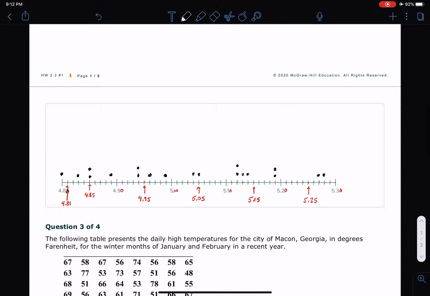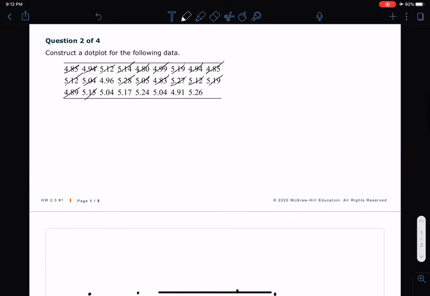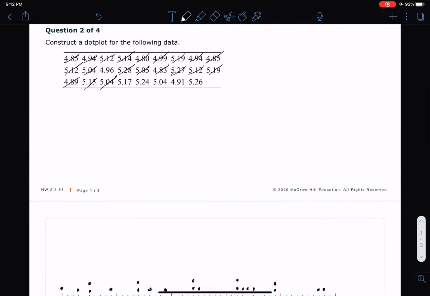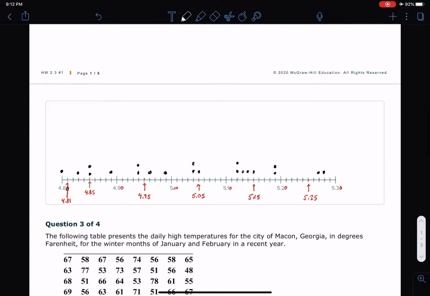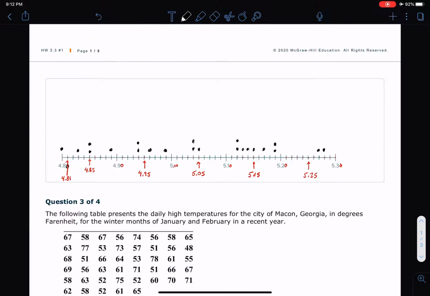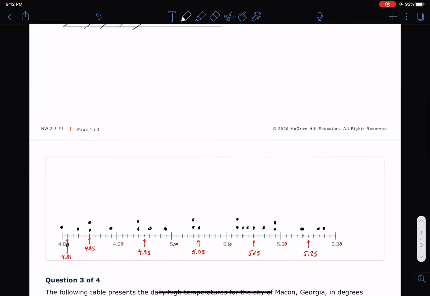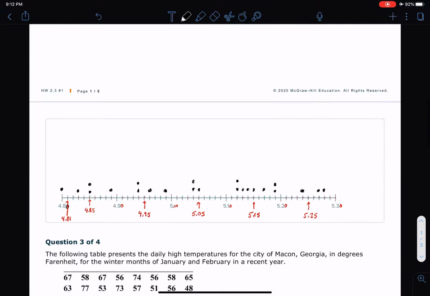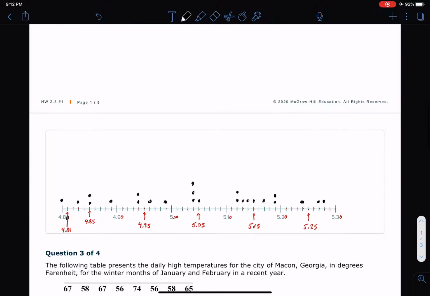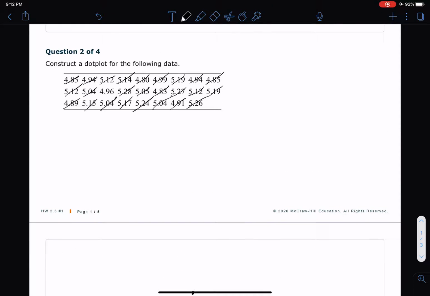515. 504. 517. 15, 16, 17. 524. 504. 491. 526.